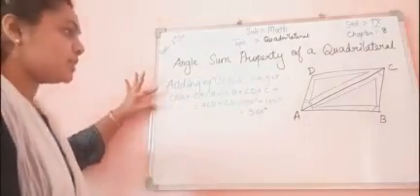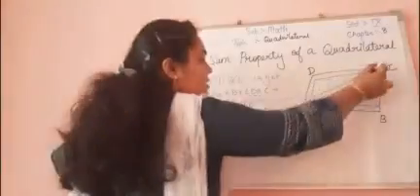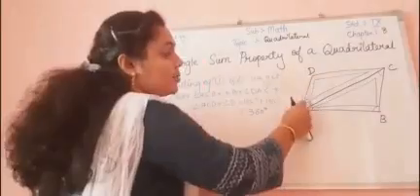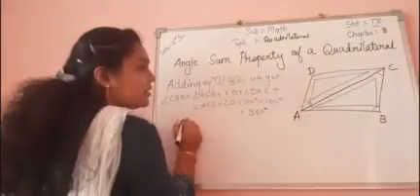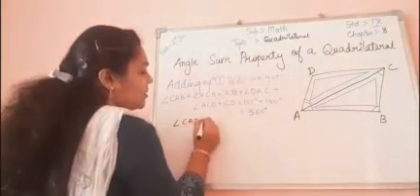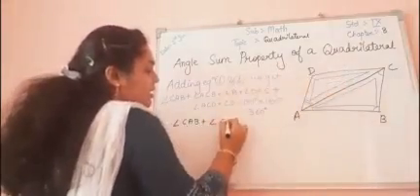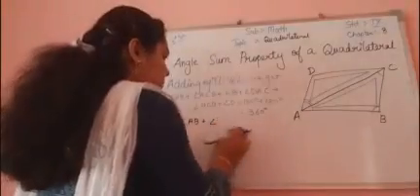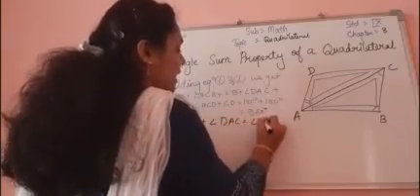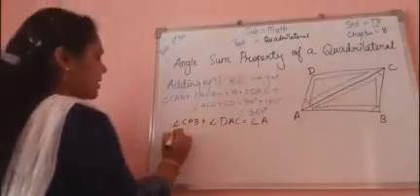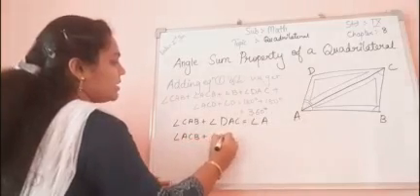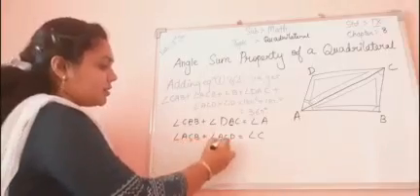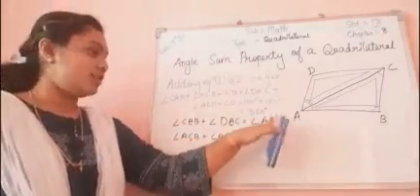Clear? Now angle CAB and angle CAD, if we add both, we get angle A. So angle CAB plus angle DAC, I have written DAC so I will write DAC only, is equal to angle A. Likewise, angle ACB plus angle ACD is equal to angle C. Here you can see that these both make A, and these both make C.